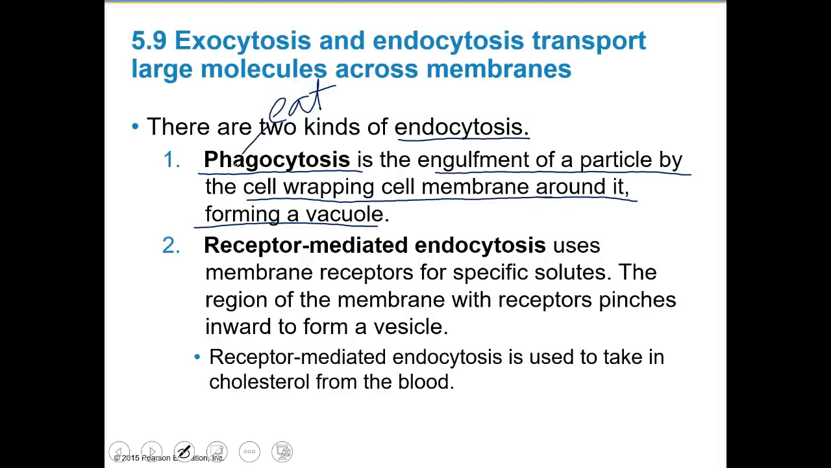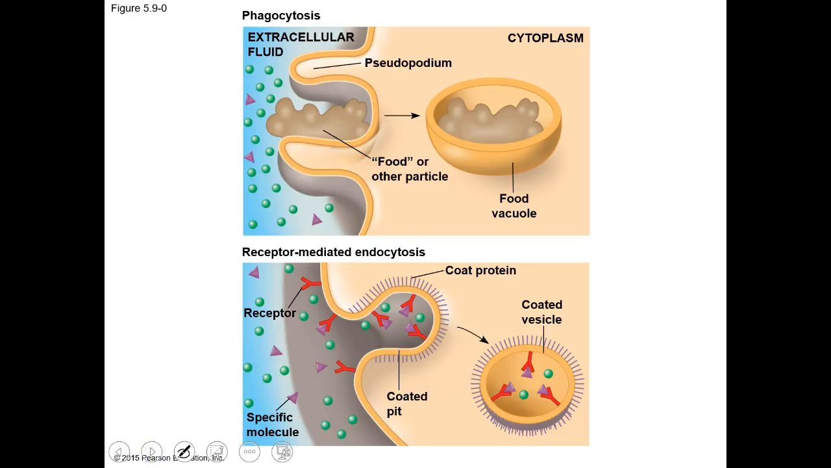Receptor-mediated endocytosis actually uses membrane receptors, so receptor-mediated for specific solutes. It only allows things to enter if they have specific receptors, something that says it's able to receive this. And then it pinches in to form a vesicle, a little vehicle. Receptor-mediated endocytosis is used to take in cholesterol from the blood, for example. That's a good example.